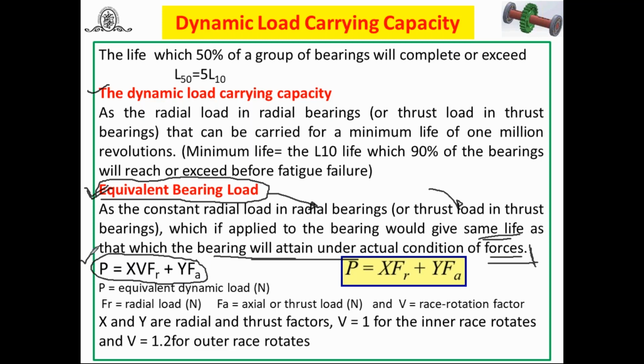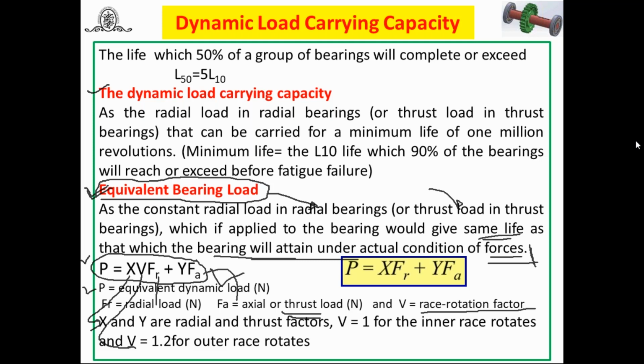This is the equation you have to use to find the equivalent dynamic load, where P is the equivalent dynamic load, X and Y are the radial and thrust factors, V is the race rotation factor, Fr is the radial load and Fa is the axial load in the bearing. Try to understand this equation, it is very important.